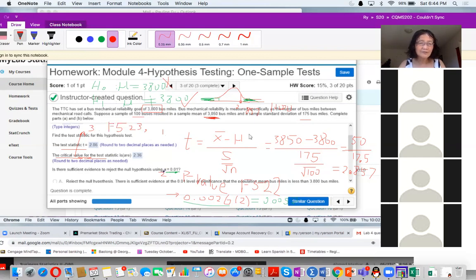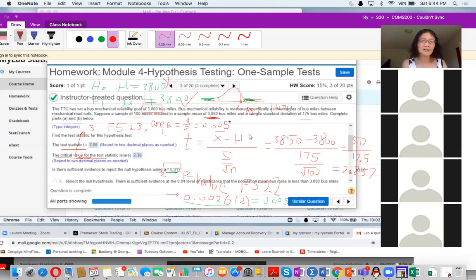See, alpha is given. Alpha is 0.01, okay? So area is half alpha. When you have a two-tailed test, area equals half alpha. When alpha is 0.01, half alpha is 0.005. That is the area.